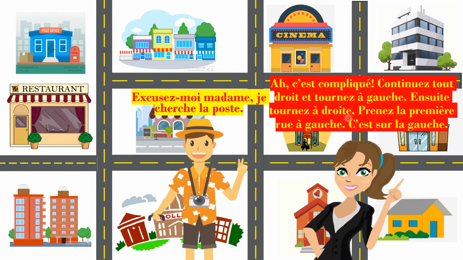Ensuite, tournez à droite. So once you turn to the left, then you have to turn to the right. Prenez la première rue à gauche. Première is the ordinal for one. So take the first road on the left and it's on your left. So from here, he has to go to here. Trace the way he goes and check it on the next slide.